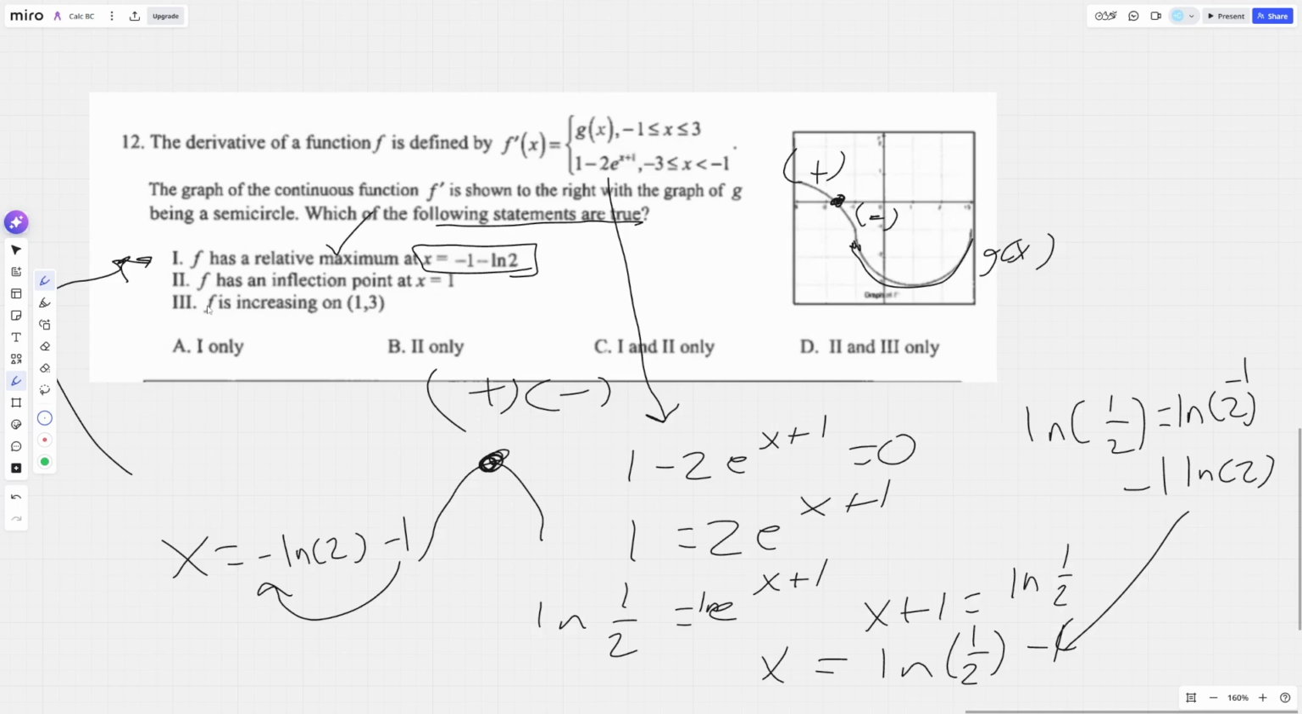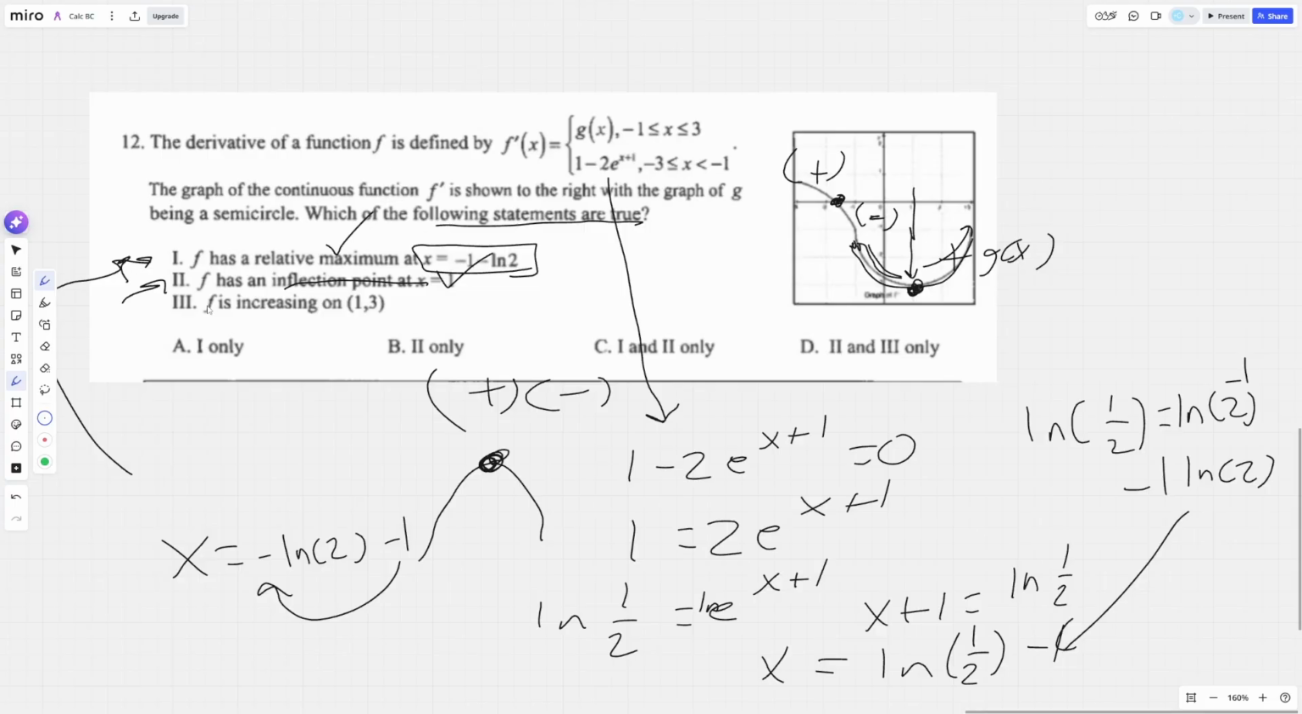Let's see. Number 2 says that f has an inflection point at x equals 1. x equals 1 is right here. And as you can see, the derivative goes from decreasing to increasing at this point. So similar to the first derivative test, you can apply it again to this derivative, and then you can tell that there's an inflection point, because an inflection point is whenever the second derivative changes signs, or when, for here, the second derivative goes from negative to positive, and that's true for this point, so number 2 is true as well.